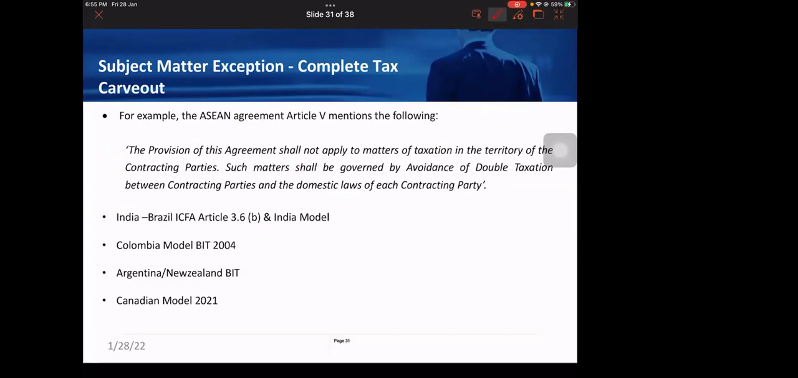This was also there in the ASEAN agreement: the provisions of this agreement shall not apply to matters of taxation. It shall be governed by avoidance of double taxation. The India-Brazil and Colombia models don't include tax in the bilateral investment treaties. The Canadian model 2021 also completely carves out tax, but they also have clawback provisions. I'll quickly look into it.